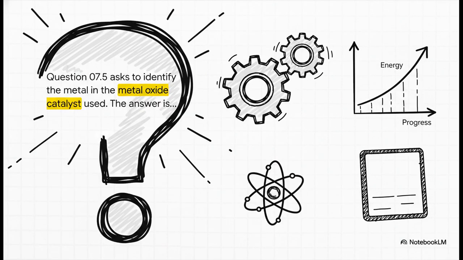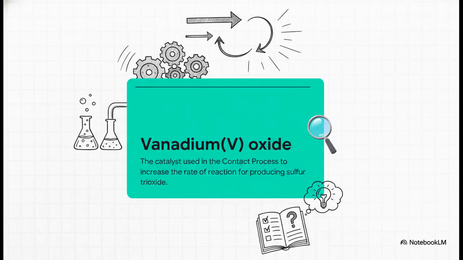And we're on to the final part of question 7. This one's a quick-fire knowledge check. We know there's a catalyst involved to speed up the reaction. The question is simple. What's the metal in that catalyst? And the answer is vanadium. Specifically, in this industrial method, which is called the contact process, the catalyst they use is vanadium 5 oxide. That's just a key fact you need to know for this topic.